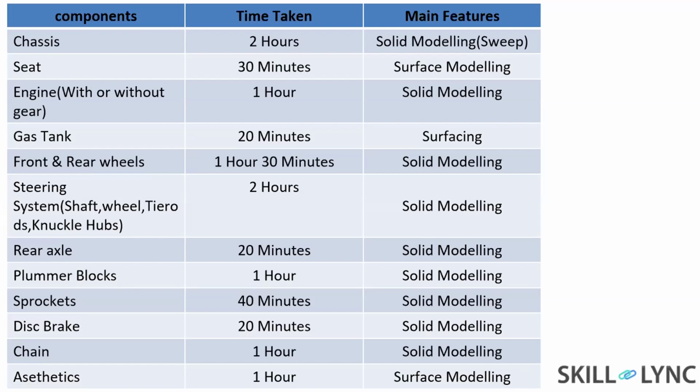The next thing is the sprockets, which I also designed using solid modeling. The disc brake I also made with solid modeling. For the chain, I created a sketch, converted it into blocks, and used the blocks to create the chain, so there also I used solid modeling. For the aesthetics, I used surface modeling, and after creating those surfaces, I used the thicken option to convert them into solid bodies.